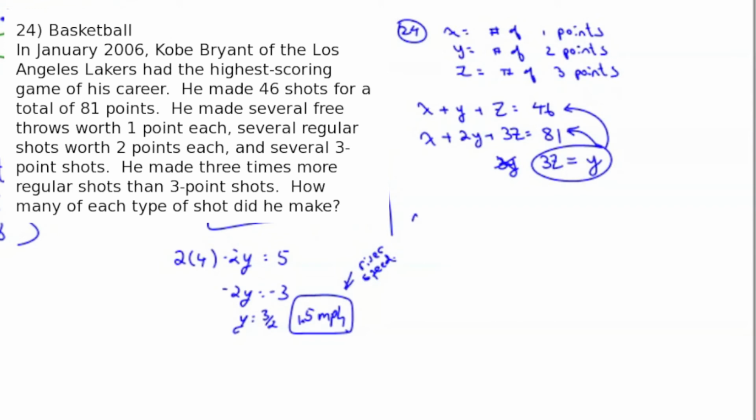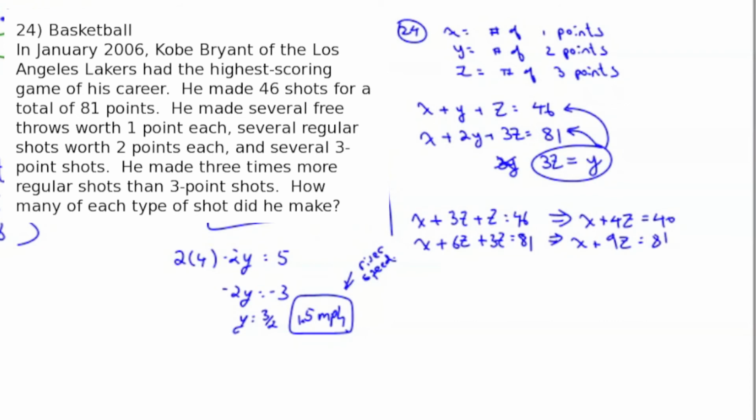So the top one becomes x plus 3z plus another z is equal to 46. That makes it nice and easy. And then this one becomes x plus 2 times 3z, which is better known as 6z, plus another 3z, is equal to 81, and simplify. What's the top equation simplify to? X plus 4z equals 46. And x plus 9z is equal to 81.